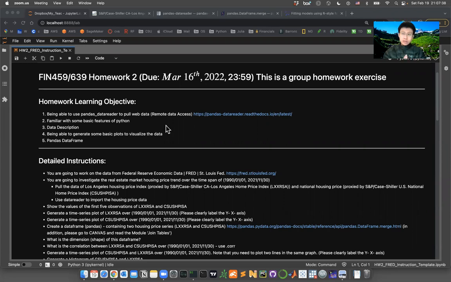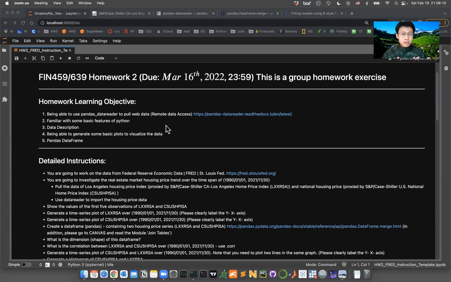So first, I want to clearly state the learning objective of this homework. After this homework assignment, you should be able to use Pandas Data Reader, which is a common remote access data reader toolset that allows you to extract data from some common open platforms, such as the Federal Reserve Data Center, which is something we are going to work on in this exercise.